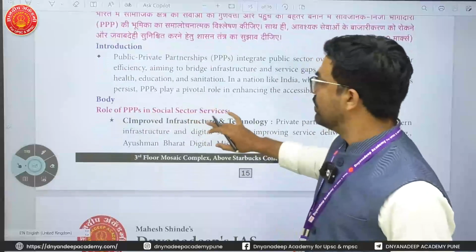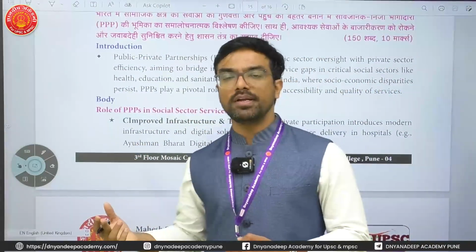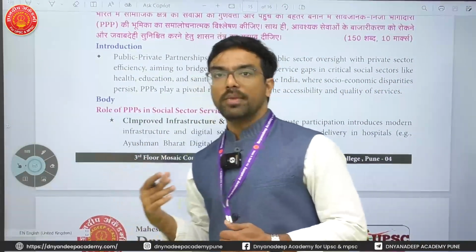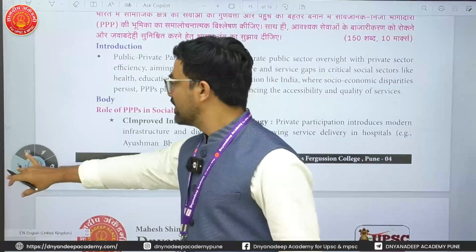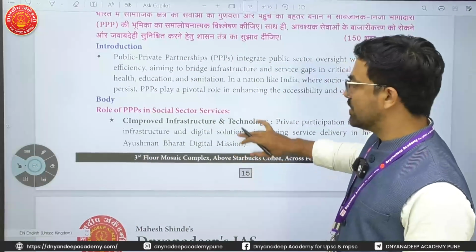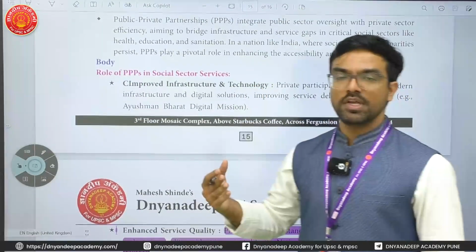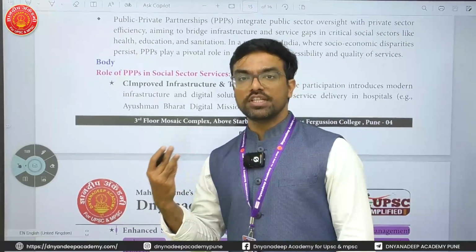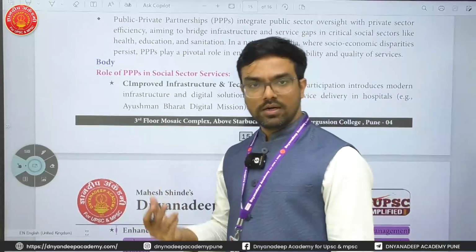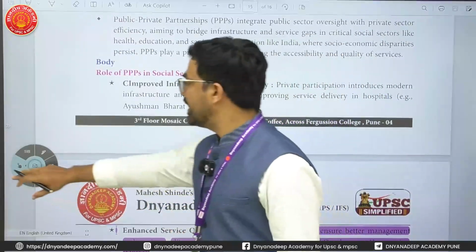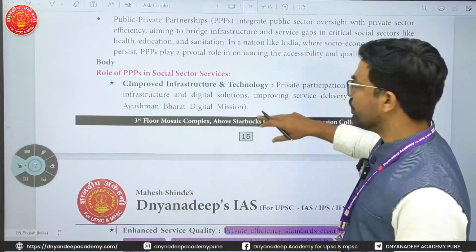So in the introduction, you can write what public-private partnerships are and why the government indulges in them. They have technology, they have resources, and the government lacks them. Also, it is a social responsibility of corporates to be involved in the delivery of public services. You can write social responsibility also.